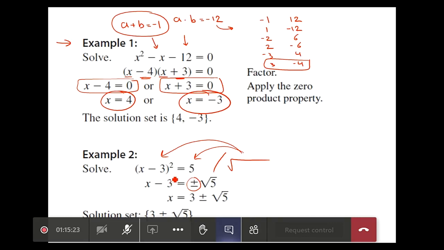Now move the 3 to the other side, so we have positive 3. Now we have two solutions, 3 plus radical 5. These are two solutions, not one. The first solution is 3 plus radical 5, and the second solution is 3 minus radical 5. Okay, these are two solutions. Any question? The greater number will take the middle sign.